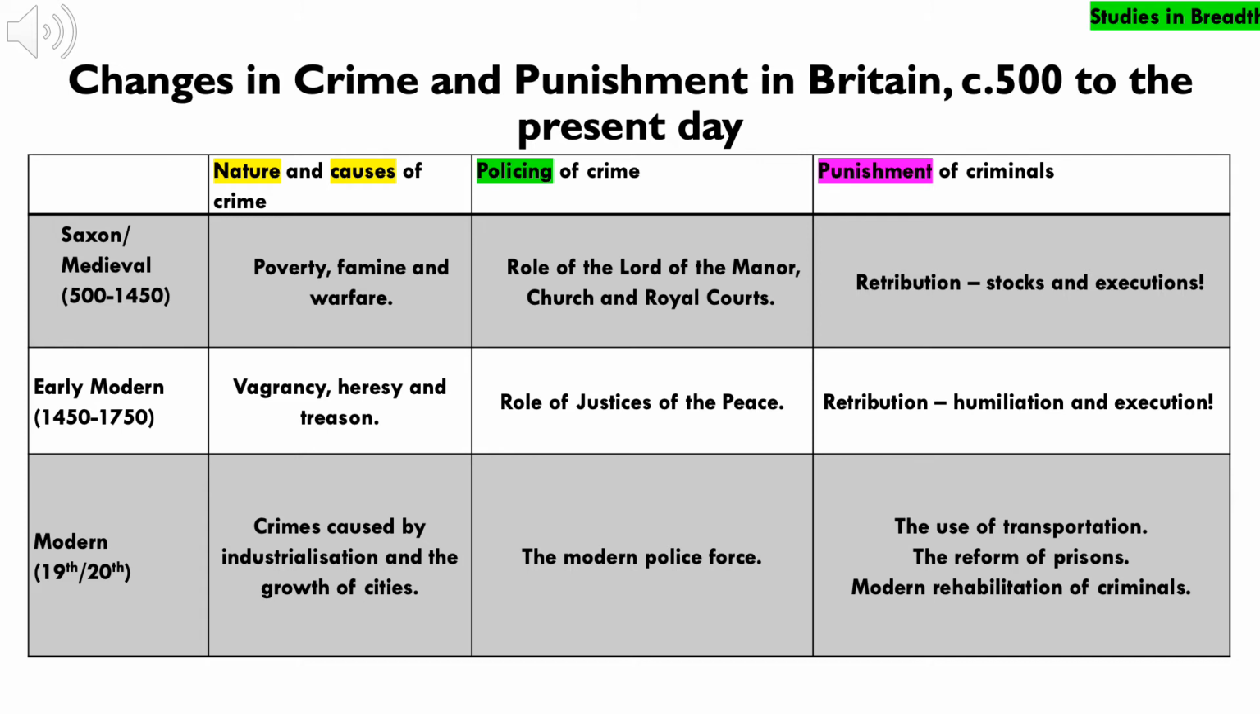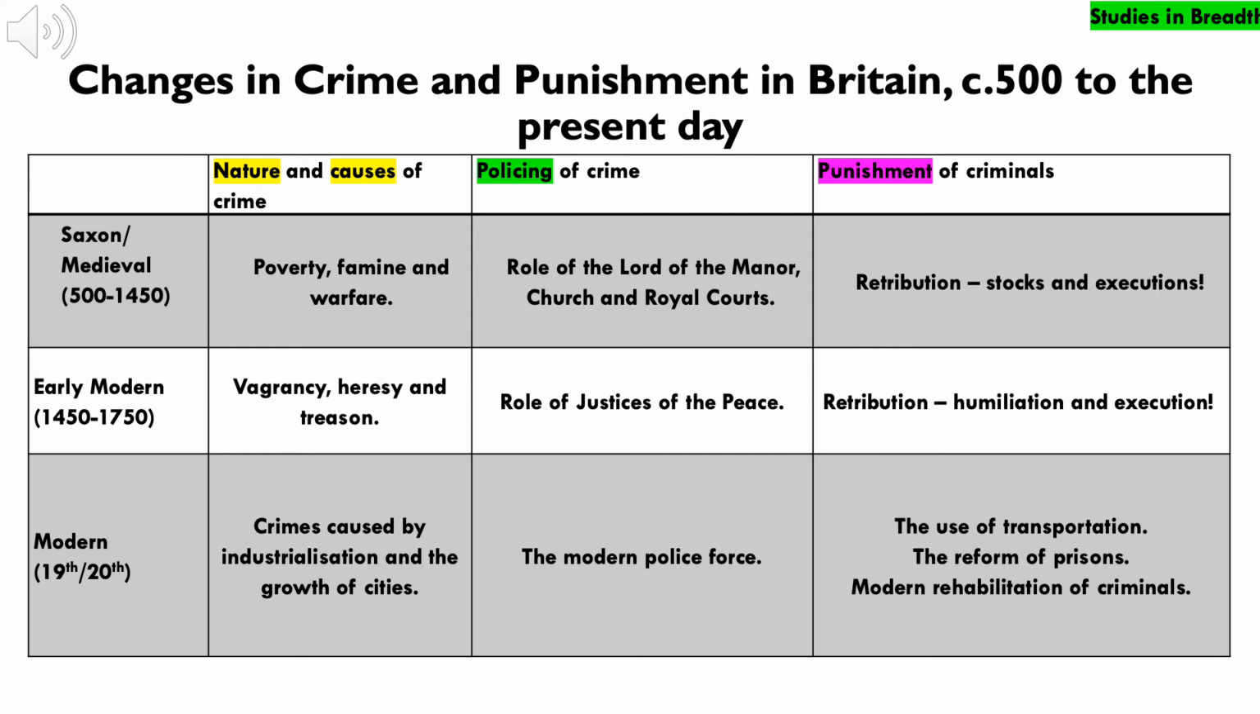The final unit is a completely different type of history studied elsewhere on the course. You will study the nature and causes of crime, the policing of crime, and the punishment of criminals across three large time periods: the Anglo-Saxon and medieval period, the early modern period, and the modern period. As you can see in the table, you will study the main developments in each time period and area.